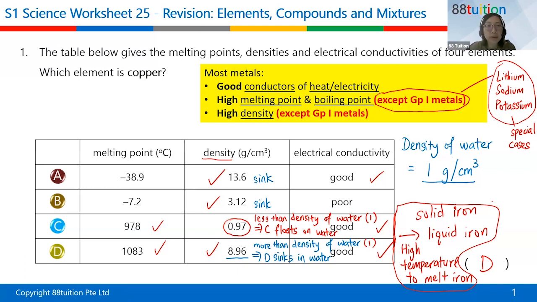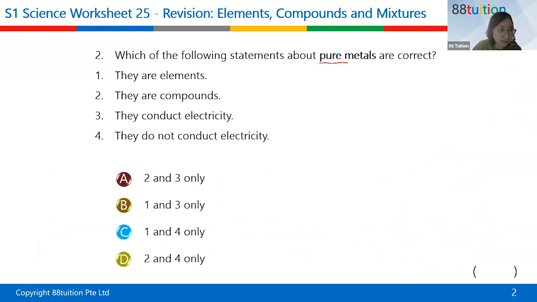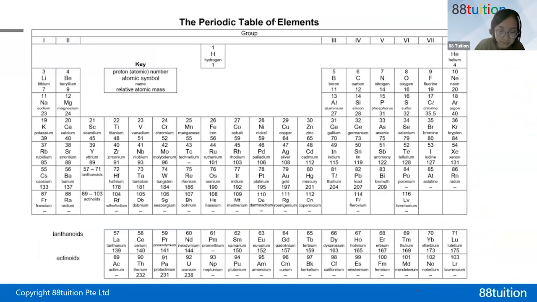All right, any questions so far? If not, we go on to question 2. So, pure metals. Now, you know what metals are. Let's take a look at this. Do you see this word elements? Everything that you see in the periodic table, they are elements. They are not compounds, they are not mixtures, they are elements.